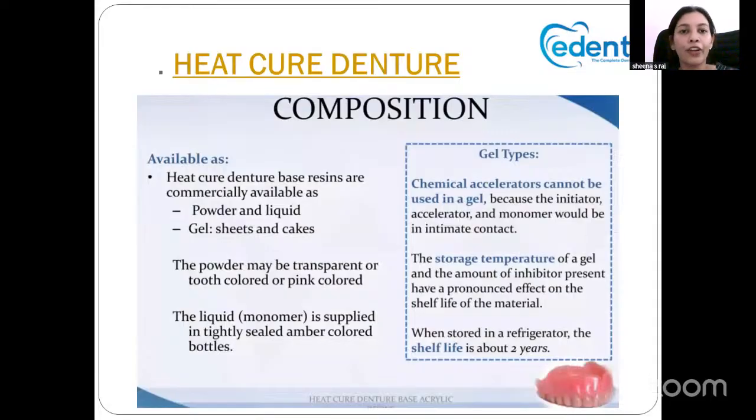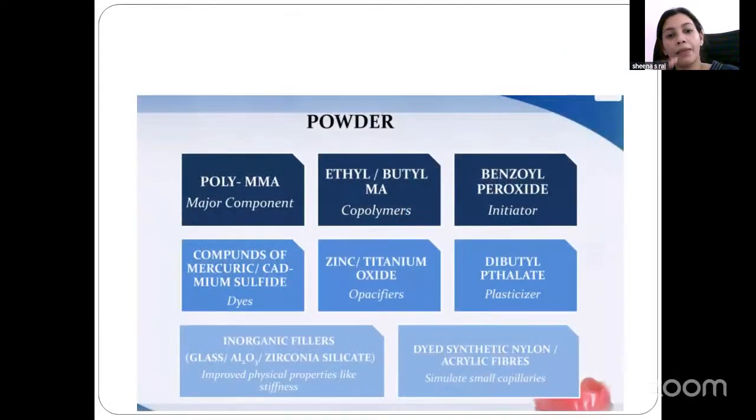Some important points again from heat cure denture. We know the composition already studied. Methyl methacrylate is the most common, with a shelf life of 2 years. The major component is polymethyl methacrylate. Another asked question: what is the initiator? All the points here are each a question, so please keep them in mind. Which is the most common? Polymethyl methacrylate. Which is the initiator? Benzoyl peroxide. Which is the opacifier used? Titanium oxide. Which is the plasticizer used? Remember it as phthalate, PP. It is dibutyl phthalate.